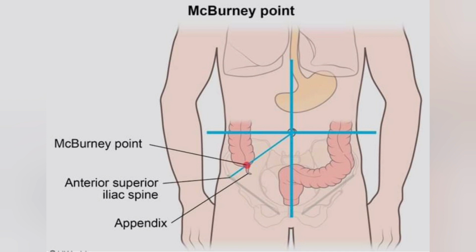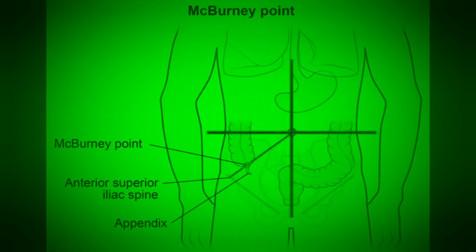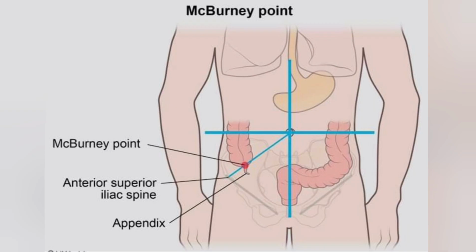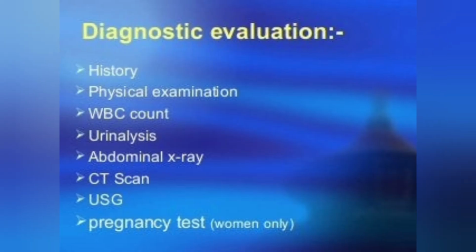This is the most important thing. Students, you have to learn McBurney point. This is the question which usually comes in the exams: the site of pain in appendicitis. This is McBurney point. Okay students, next we will discuss the diagnostic evaluation of the patient.